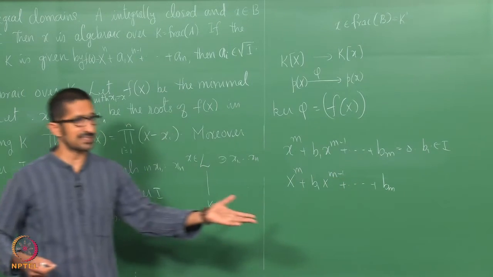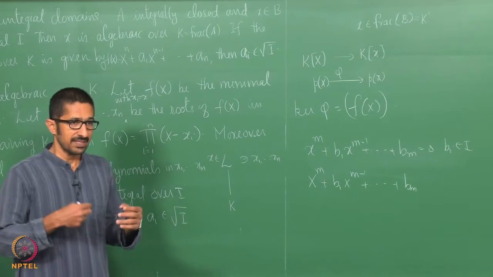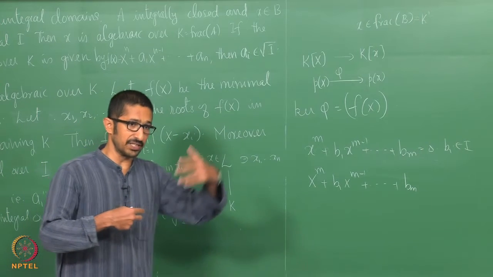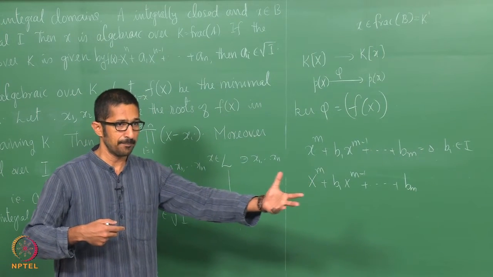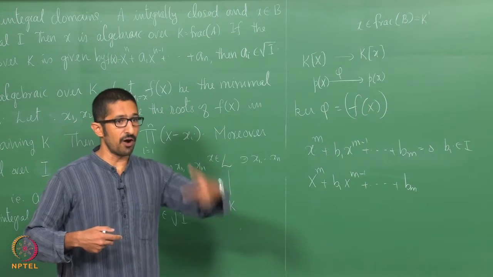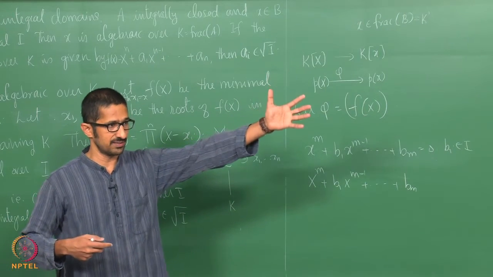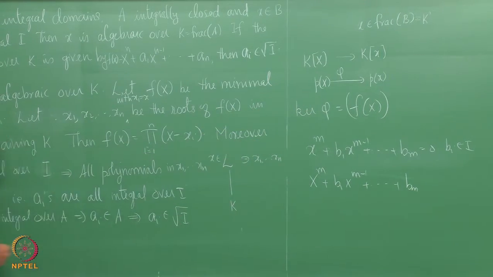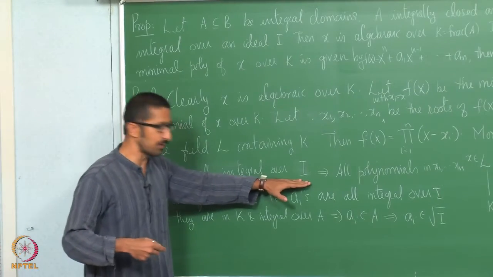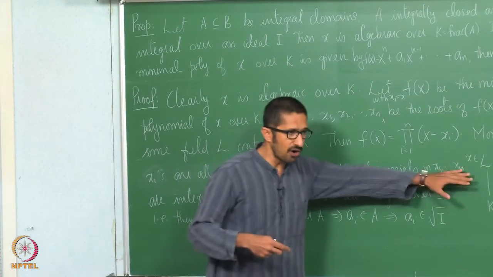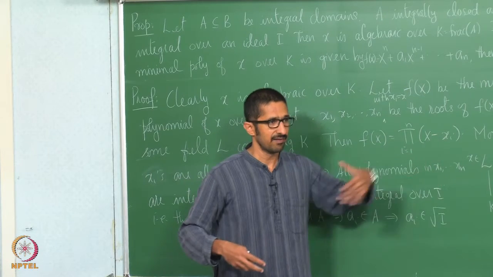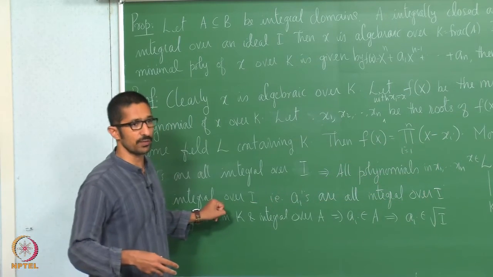Now, in the previous theorem we showed that the set of all integral elements will form an ideal in the integral closure. So, what we are saying is that the xi's are all integral over I, therefore all the polynomials in the xi's will also be integral over I.